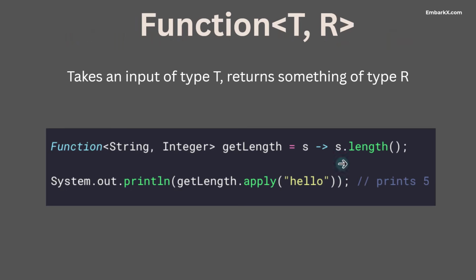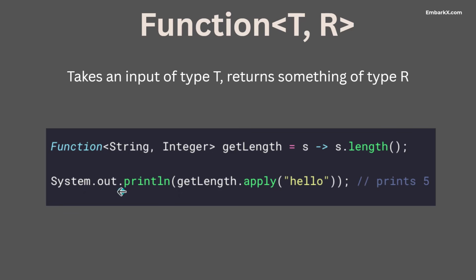First we'll talk about Function. What is a Function? A Function takes an input of type T and returns something of type R. You can see the syntax over here: Function<String, Integer>. String is the input and Integer is the return type. You have getLength, which is the function name, and then a lambda-like syntax, and it is returning the length. So this is the Function, and you can make use of it in this way.